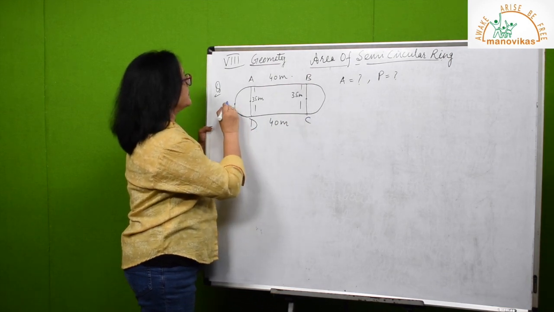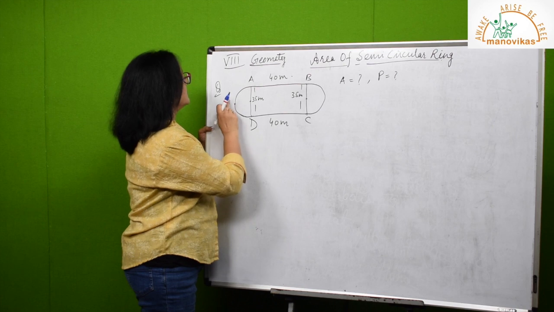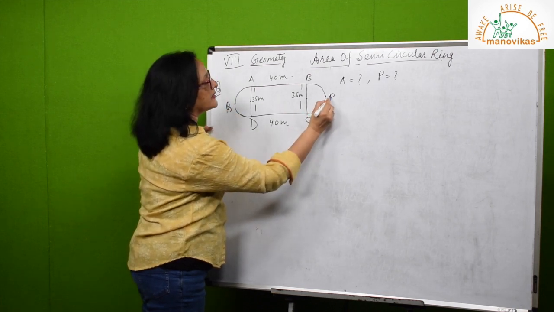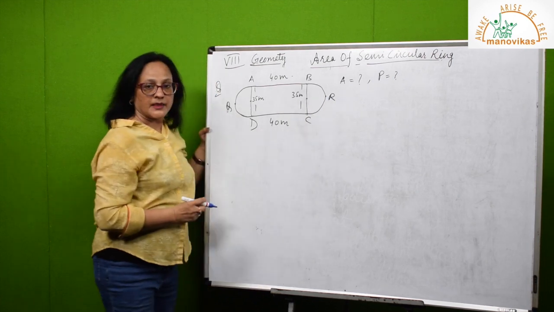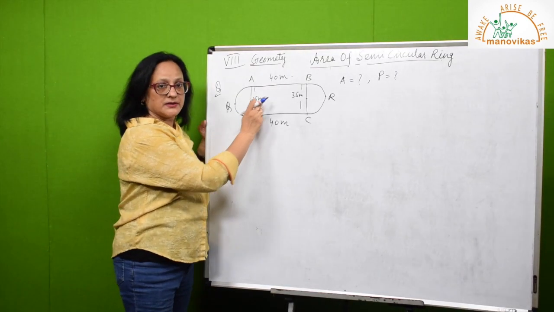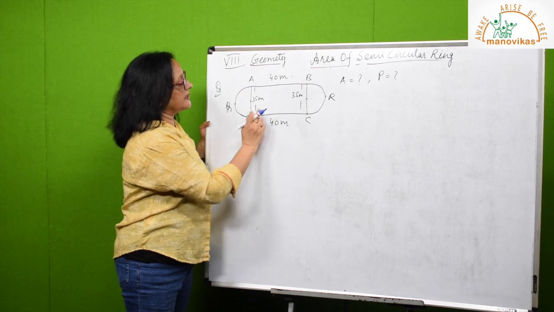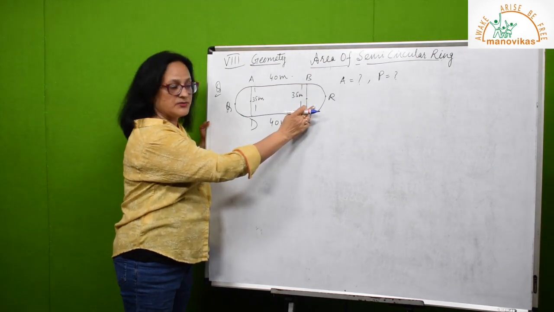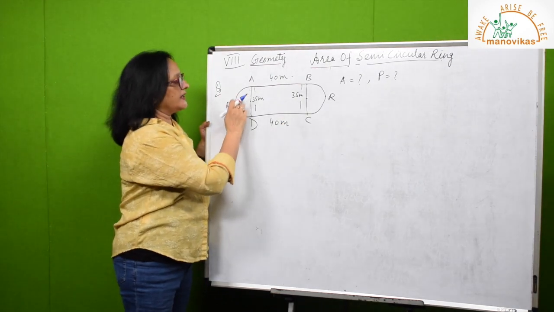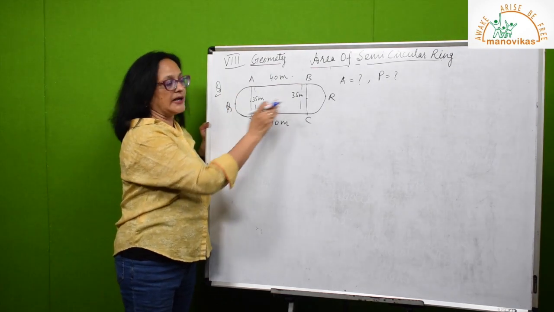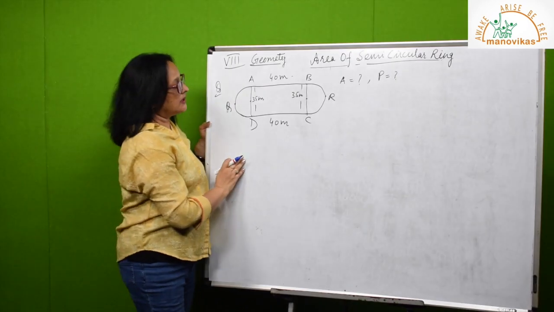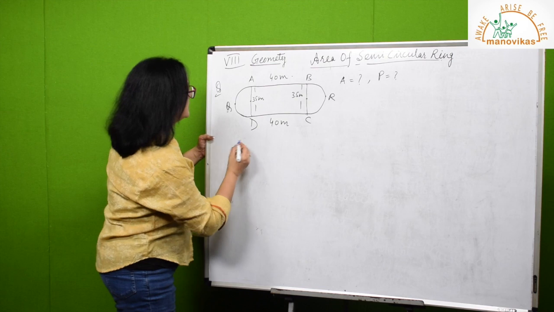One point P I am taking here. Okay, one point Q I am taking here and one point R I am taking here. So for the area of this figure, find the area of this rectangle ABCD. Find the area of this semicircle. Find the area of this semicircle. Add them, you will get the area of this figure. So first find the area of this figure.